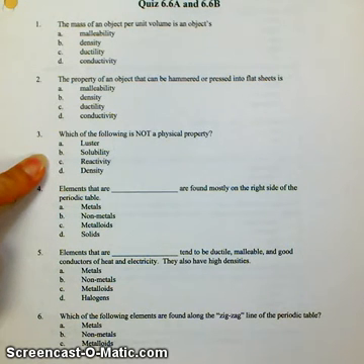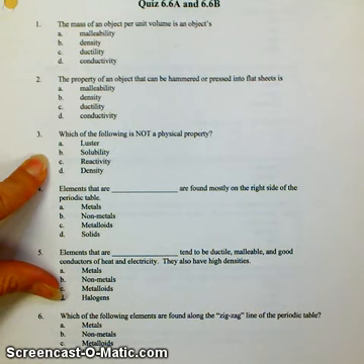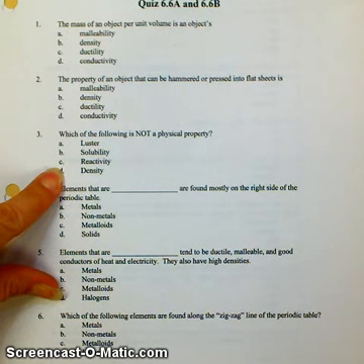Which of the following is not a physical property? We did a warm-up about physical versus chemical properties. Chemical properties can only be observed during chemical reactions. So answer choice C is not a physical property.